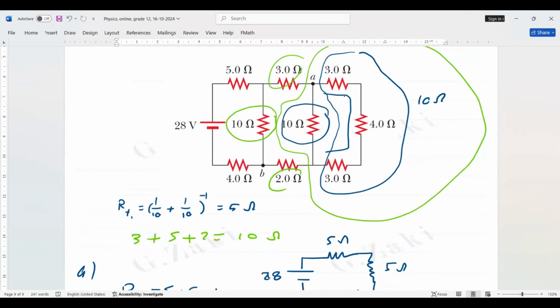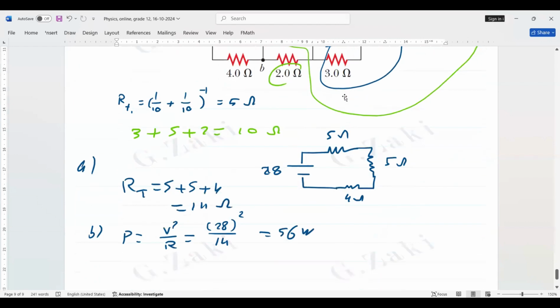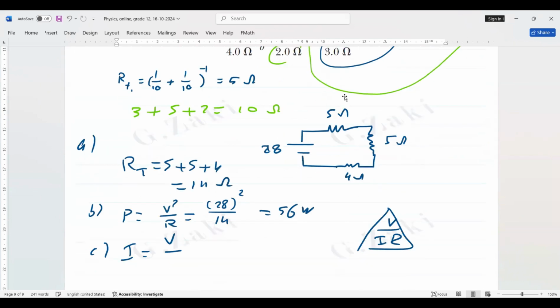Last part, we say find the current in the 5 ohm. We need the current from the circuit. Here we have the total resistance. Okay? So we can get the current equals the total voltage over the total resistance. The total voltage is 28 and the resistance is 14. 28 divided by 14 equals 2.